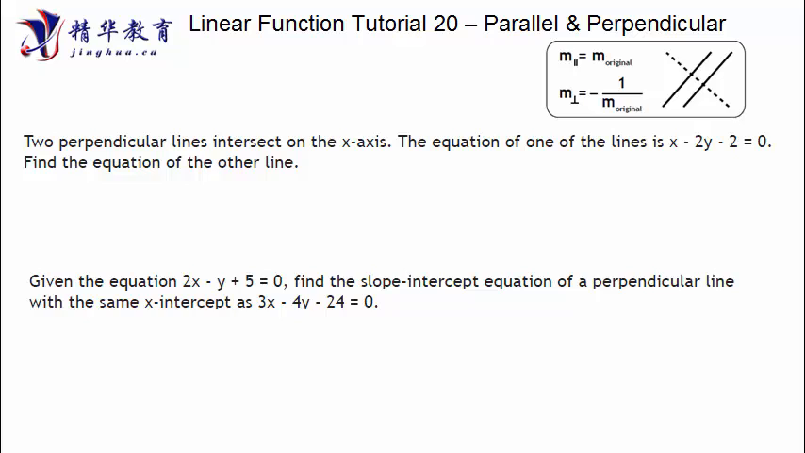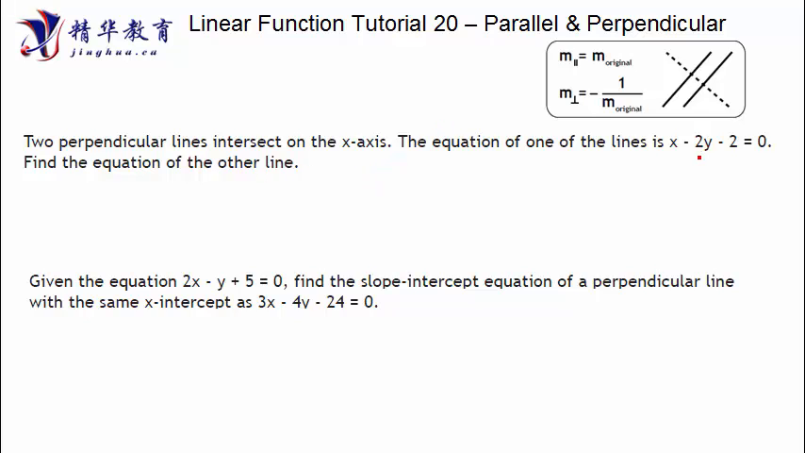Two perpendicular lines intersect at the x-axis. The equation of one of the lines is this. What is our equation? Okay, the problem is we don't have a point, right? We don't have a point. How do we find our line equation?